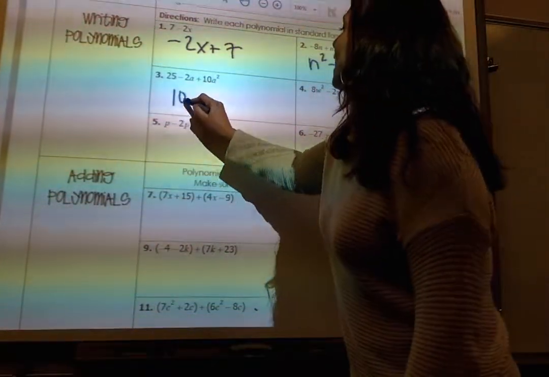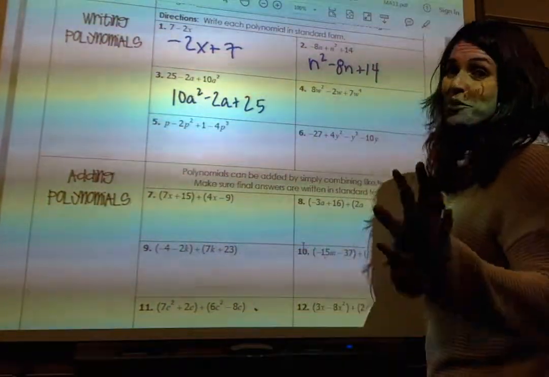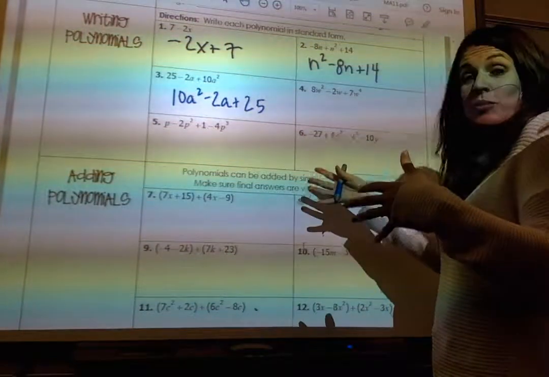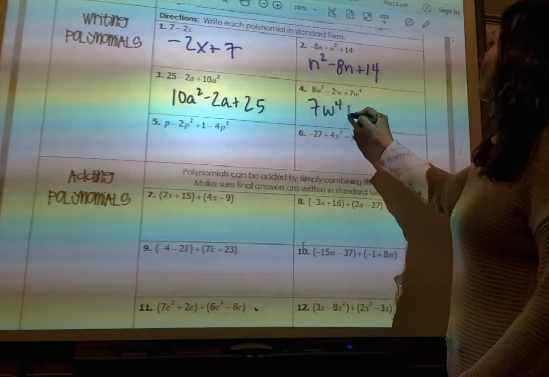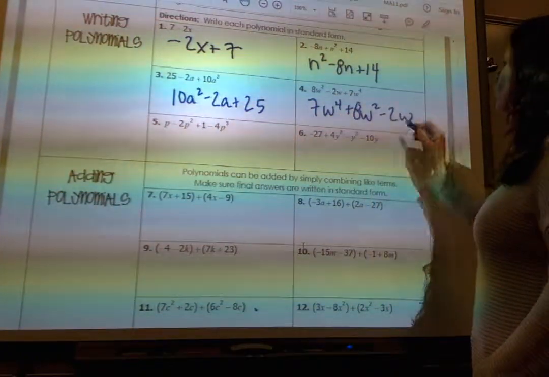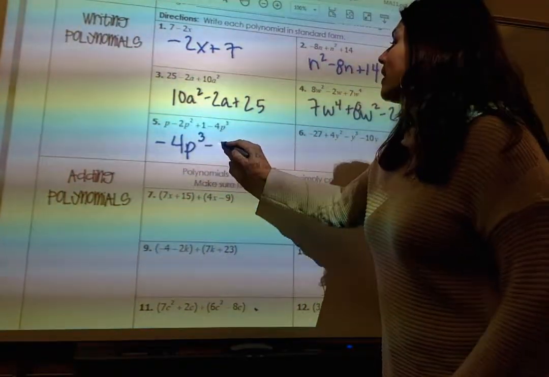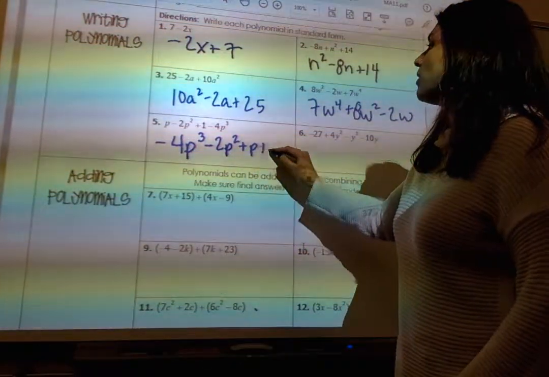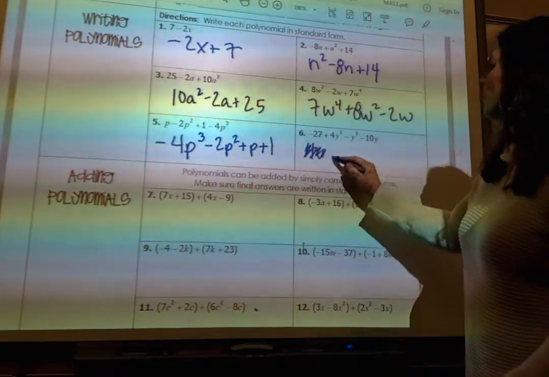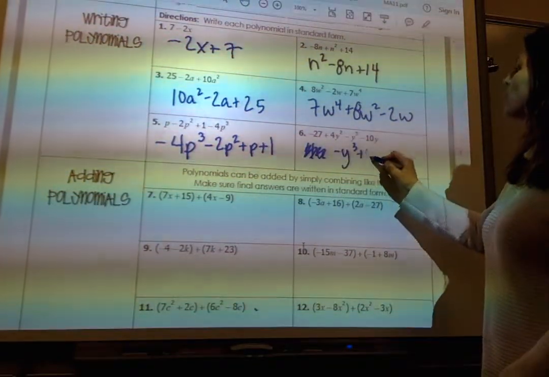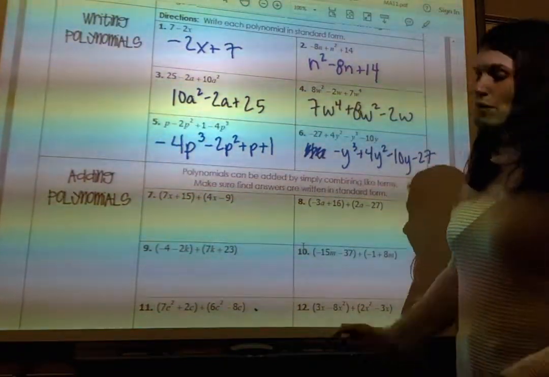So number 3 would be 10a squared minus 2a plus 25. And you can pause it. I'm sure that's what you're going to do. You're going to pause it, do them yourself, and then come back and check your answers. So on number 4, we have 7w to the 4th plus 8w squared minus 2w. On number 5, I have negative 4p cubed minus 2p squared plus p plus 1. On number 6, I have negative y cubed plus 4y squared minus 10y minus 27. So that's what standard form looks like.